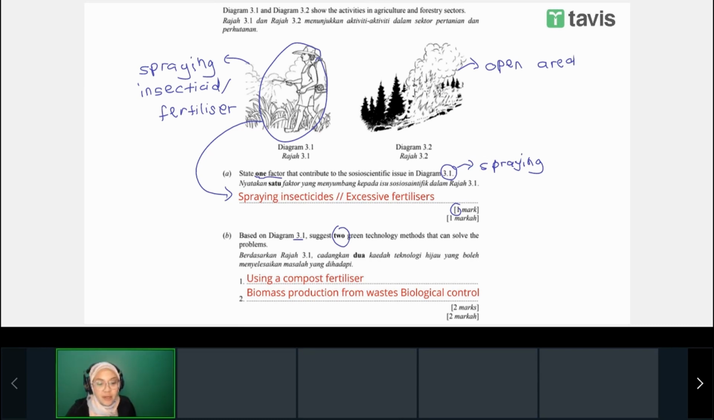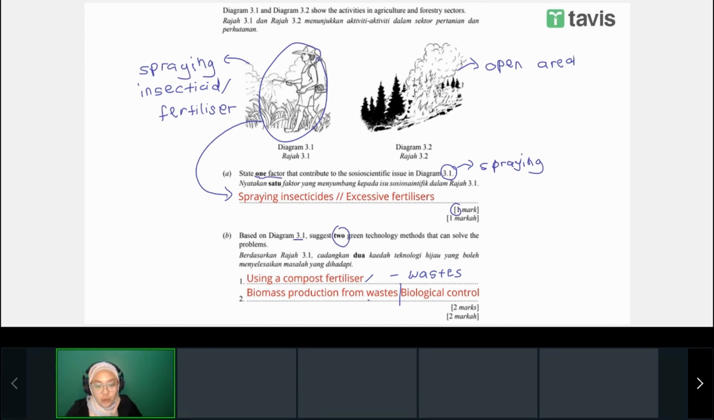You can use a compost fertilizer. Compost fertilizer is basically a fertilizer made up of our waste product: food waste, vegetable waste, any waste product. Biomass production from wastes, okay, this is just the same as the one up there.